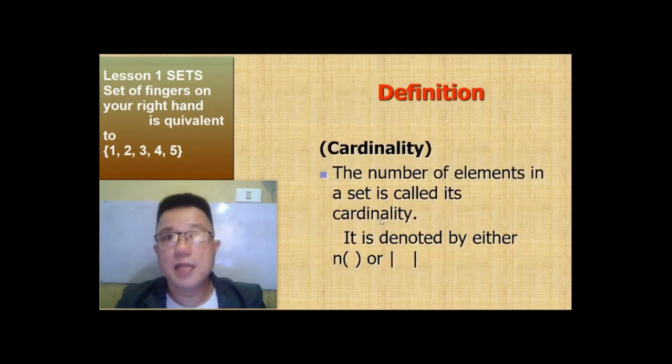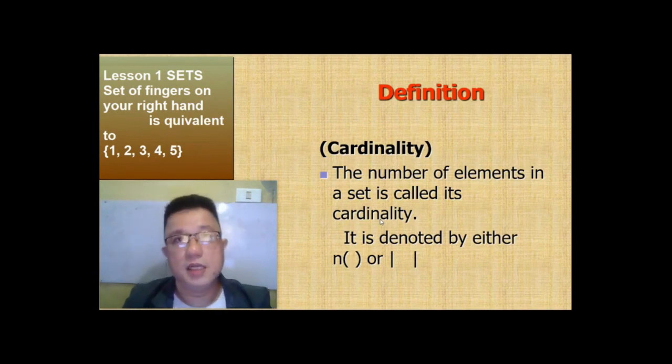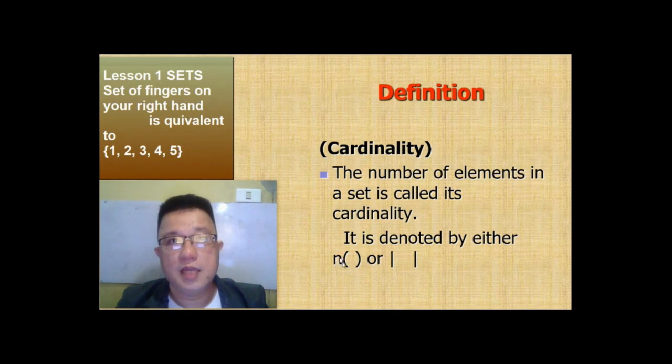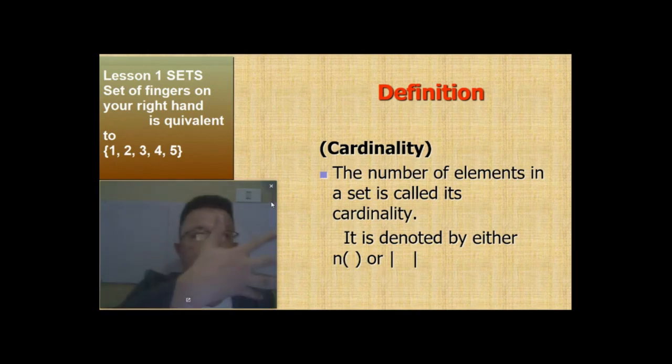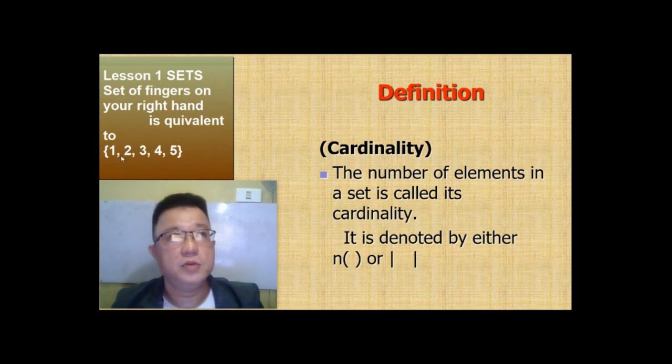Cardinality is what you call the number of elements in a set. Usually it's denoted by this symbol n in parentheses or 2 vertical bars. So here the cardinality is 5. In this example, the cardinality is also 5.